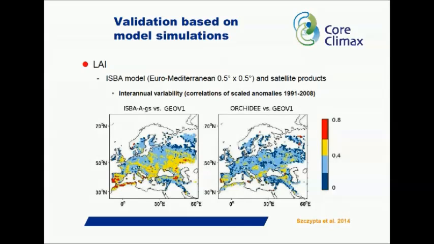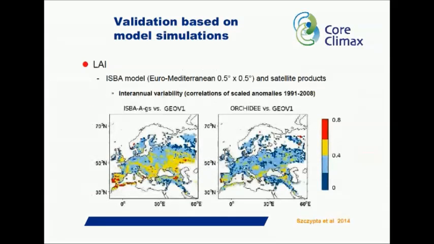So this example is interesting because it shows that if you use only one model, Orchidée, you get rather poor correlations. If we had used only the Orchidée model, we would have said, well, this GEOV1 product is rubbish because it's not able to provide the interannual variability. So this shows that it is important to use several models when you compare with model simulations, because with ISBA we get, at least over a large number of regions, excellent correlations.